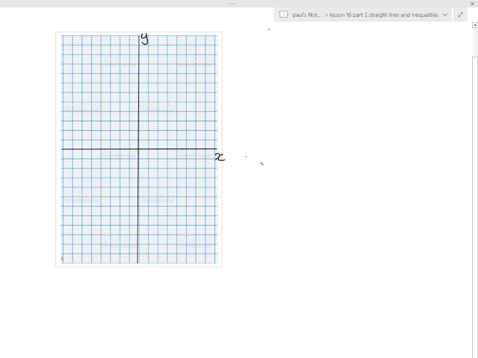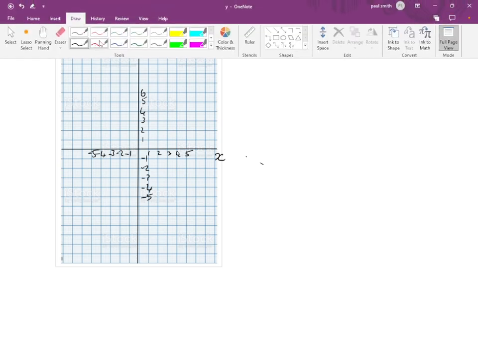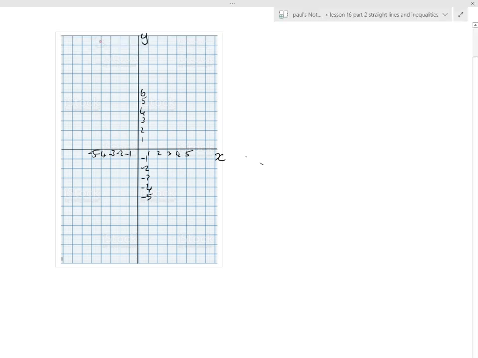So we've got the x and the y, and 1, 2, 3, 4, 5. 1, 2, 3, 4, 5, 6. Minus 1, minus 2. Right, so we're going to draw straight line graphs. Now some of these are very easy and some of them are quite difficult. I think we might do a quadratic one as well if we've got the time.